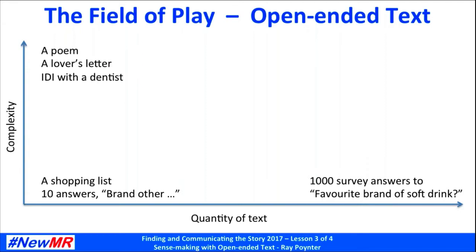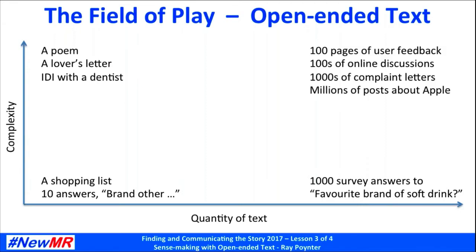We will have 10 or 15 or 20. But because of the way the world is changing, because of social media, because of online surveys, because of the ability to make social media comments and blog posts, we are finding we have more and more text that is complex. So maybe we've got 100 pages of user feedback, or hundreds of online discussions. Each online discussion may have 20 people making 10 or 15 comments each. We might have thousands of complaint letters, and we want to really pick the essence out of what's going on there. We want to do sense making with those complaint letters.